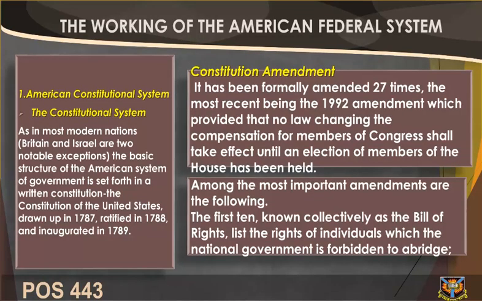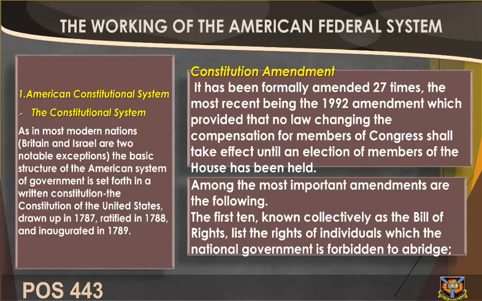The working of the American federal system. 1. American constitutional system. The constitutional system, as in most modern nations, Britain and Israel being two notable exceptions, the basic structure of the American system of government is set forth in a written constitution. The Constitution of the United States was drawn up in 1787, ratified in 1788, and inaugurated in 1789.